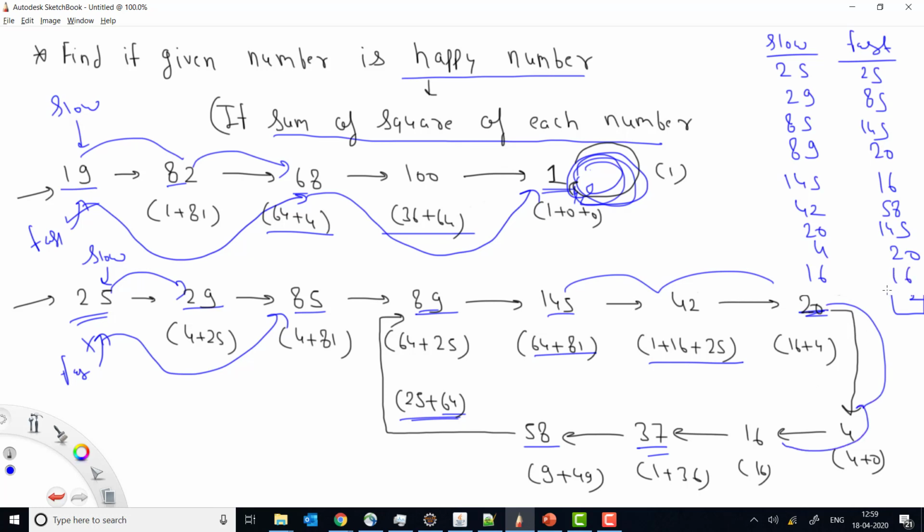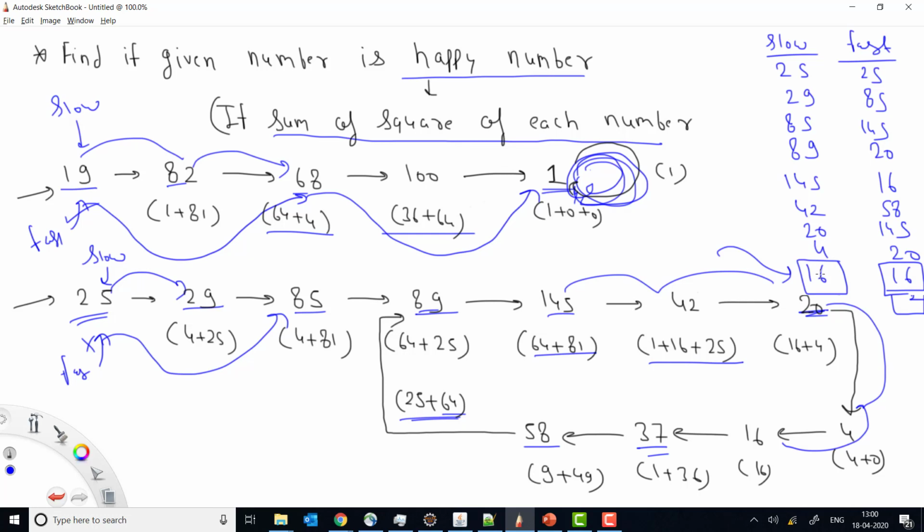So now if you see, both are pointing to the same point, and if both slow and fast pointers are at one position, we'll say that there is a loop, right? Now at what point is the loop? At 16. It means the loop is not on 1. So we can directly check that if the loop is not on 1, it means this is not a happy number, right? So this is the logic to solve this question, because we want the sum of the squares of each number, and we want to check whether there is a loop or not.